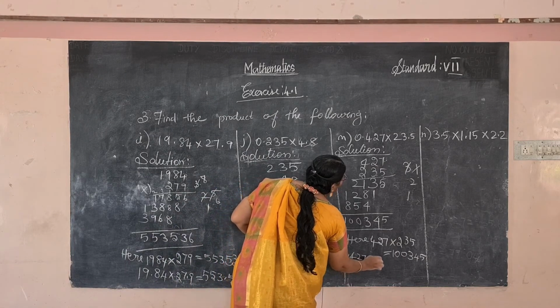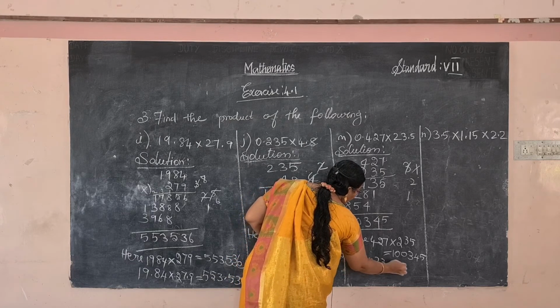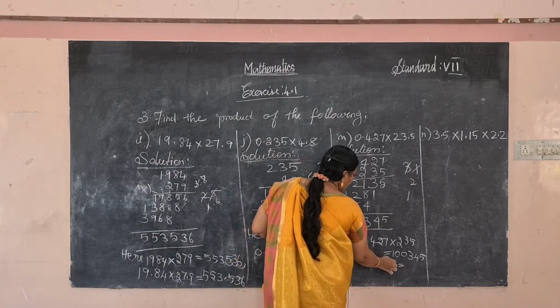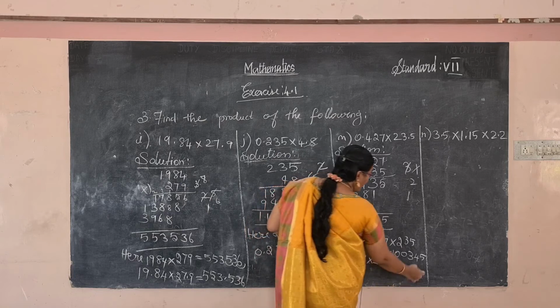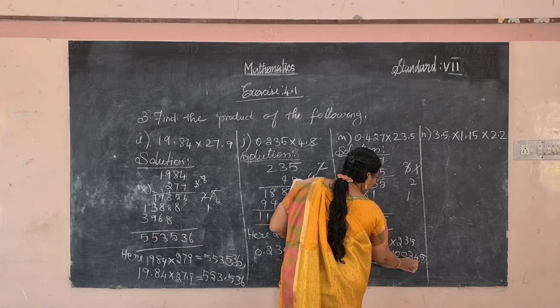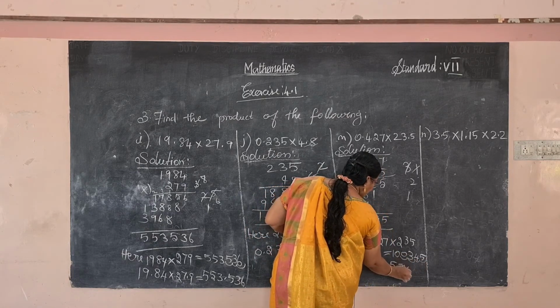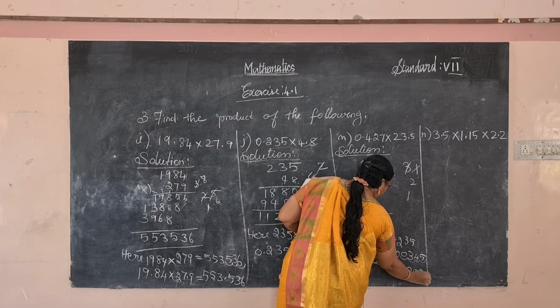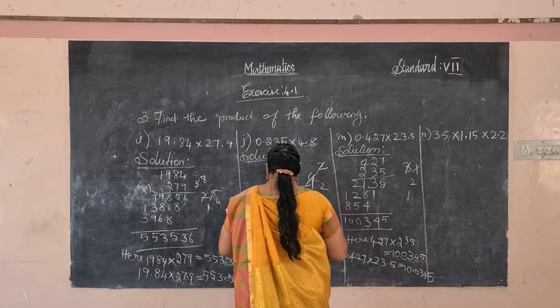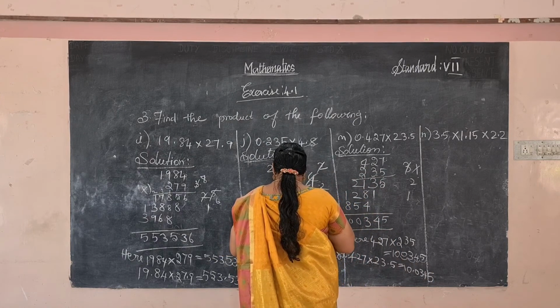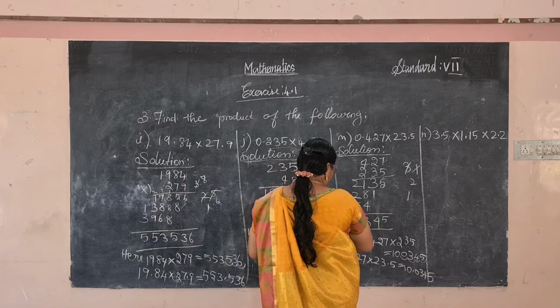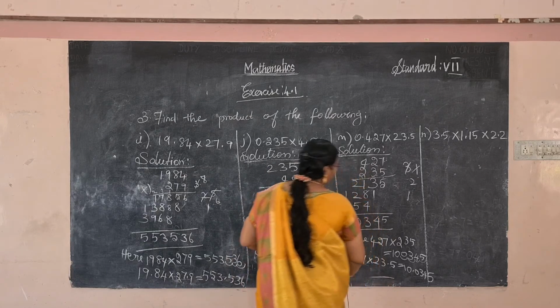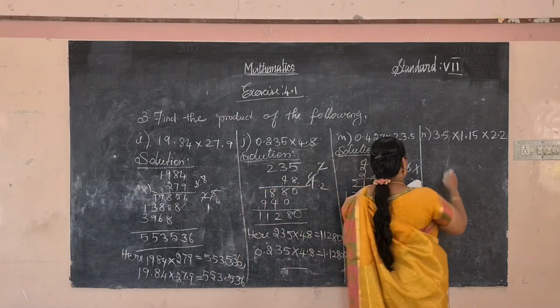0.427 into 23.5 is equal to how many places? 4 places. So 1, 2, 3, 4. So the answer is 10.0345. Okay, the answer is 10.0345. Okay, and the last one of the problem.